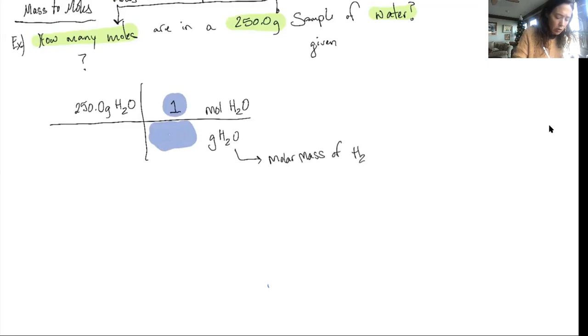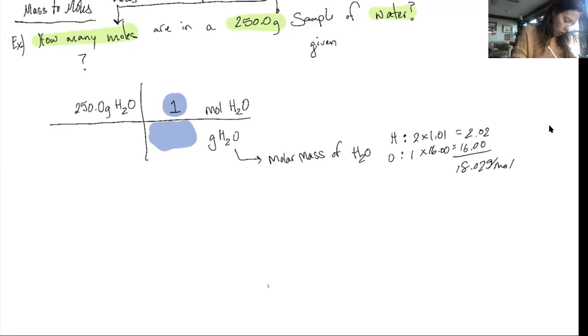So I'm going to go to my periodic table. You should add up the molar mass of water, plug it in, get your answer, come back and check. All right. I've got hydrogen, 2 times 1.01. That's going to be 2.02. I've got oxygen at 1 times 16. That's going to give me 18.02 grams per mole, such that 1 mole is 18.02 grams.